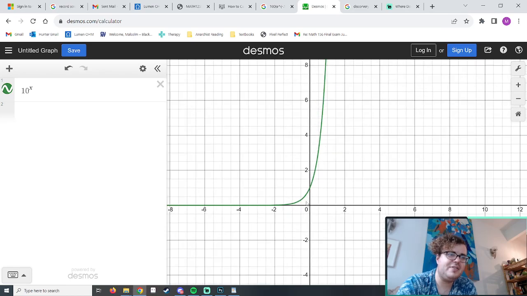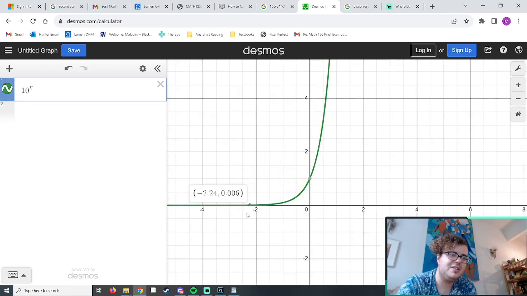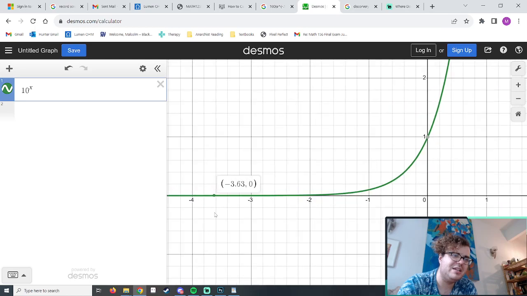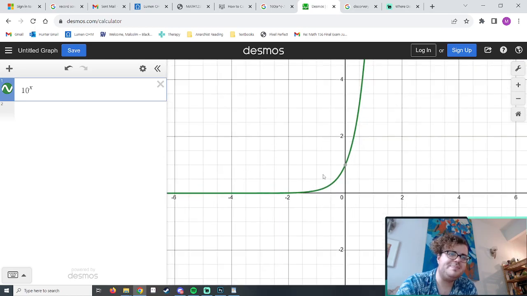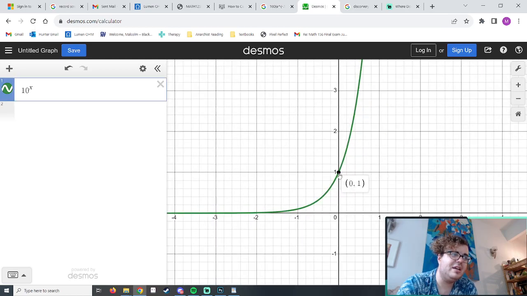It has this tail that goes down towards 0 but never quite reaches it, even though Desmos eventually gives up on telling you and just pretends it's 0. If you zoom in, you'll see it's not quite. It has this point at 0, 1, because 10 to the 0 power equals 1, right?